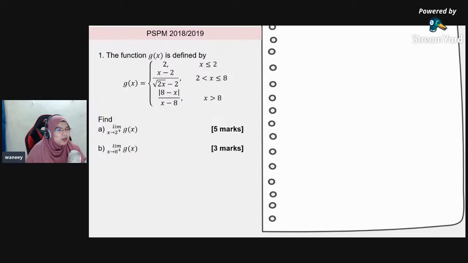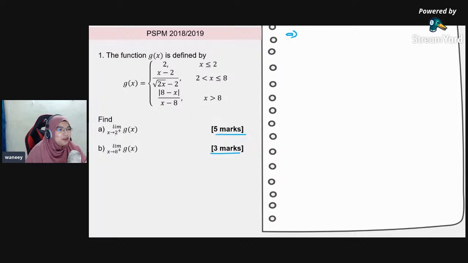So we have to calculate two limits now. The first one, the limit for x approaches 2 on the right hand side. The second one, the limit for x approaches 8 on the right hand side. So kalau nampak markah ni, markah banyak maksudnya jalan kerja dia pun panjang lah. So saya guna tempat dekat A.